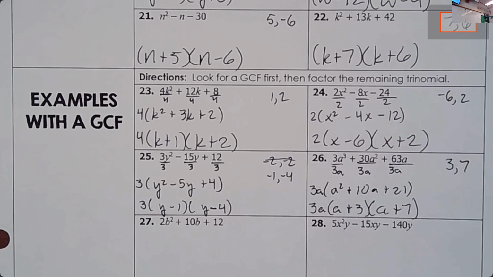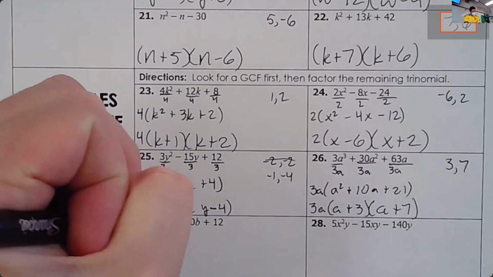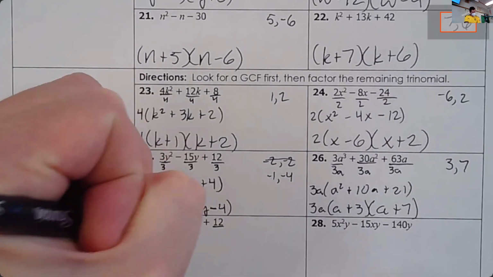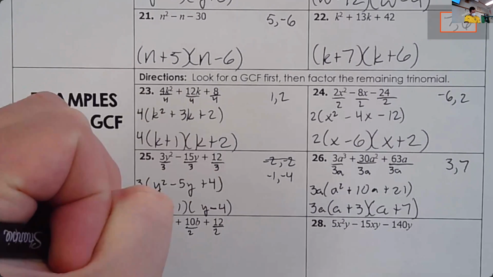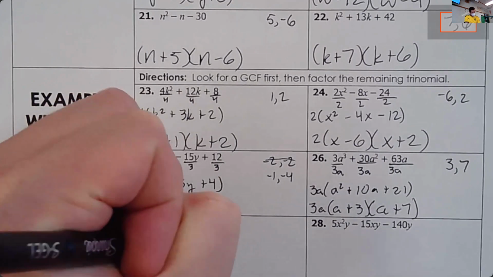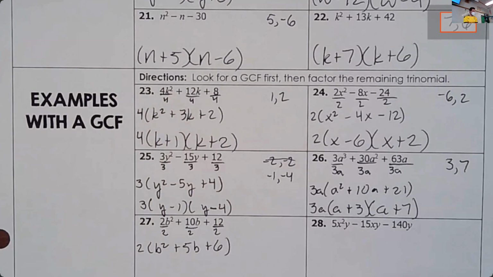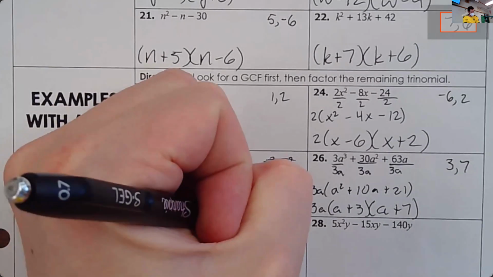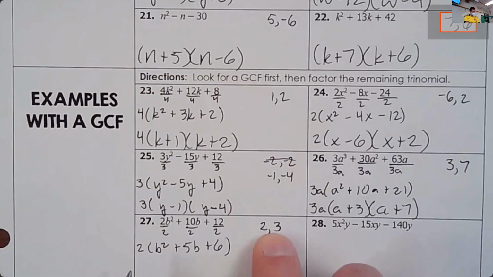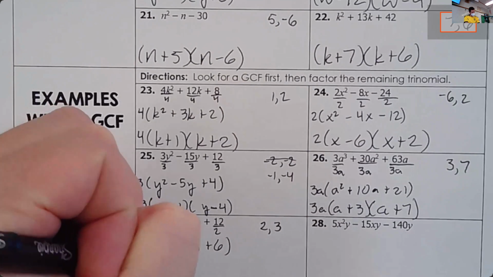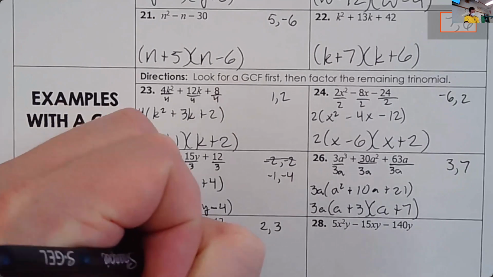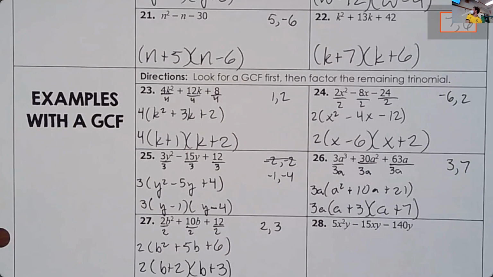So let's have a look here. What did we divide out of everything on 27? 2. All right. So if we divide out a 2 from everything here, that'll leave us with 2 times b squared plus 5b plus 6. So we're looking at a plus plus. So both factors need to be positive. So what 2 numbers are we using? Was it 2 and 3? Yeah. 2 and 3. 2 plus 3 is 5. 2 times 3 is 6. So we're looking at 2 times b plus 2 times b plus 3. Nice. And our last one here.